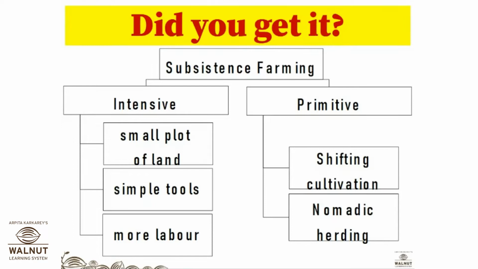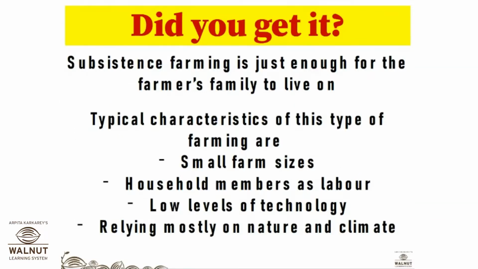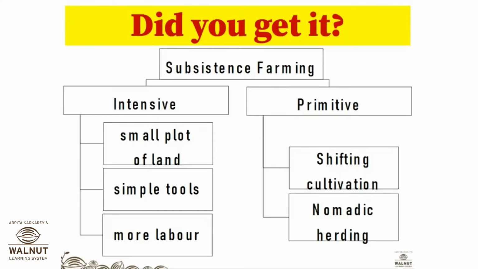Ma'am, can you just explain again? Okay, subsistence farming totally depends on cultivation for only the farmer's family. We have seen the characteristics of it: the farm size is very small. Then who are working there as labor? Household members, meaning family members, are working as labor there, and low levels of technology are used in it. This type of farming totally depends upon nature and climate. And there are two subtypes of subsistence farming: intensive and primitive.